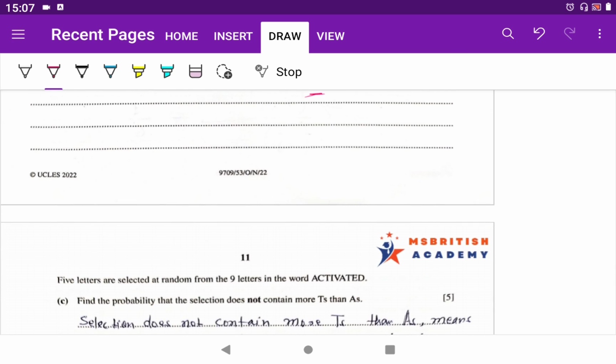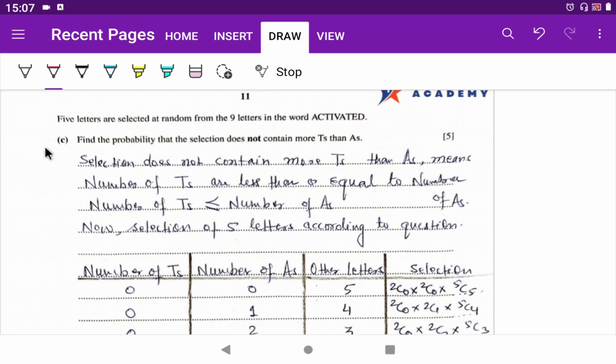Now, 5 letters are selected at random from the 9 letters in the word ACTIVATED. Find the probability that the selection does not contain more T's than A's. Okay, so the selection does not contain more T's than A's means the number of T's is less than or equal to the number of A's.